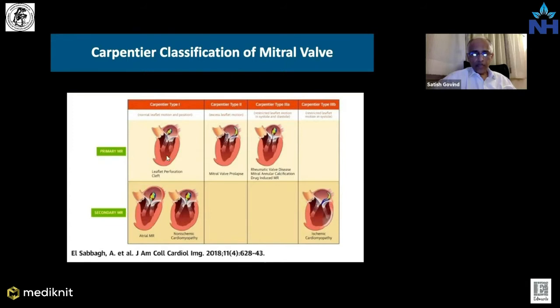Coming to the secondary MR, type 1 is where the dilatation takes place. It could be because of atrial dilatation, or it could be because of ventricular dilatation. And then you have the 3B, with the ischemic cardiomyopathies, and this is more often the tethering of the leaflets.